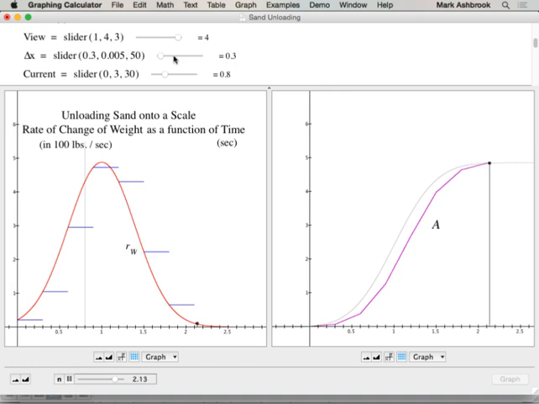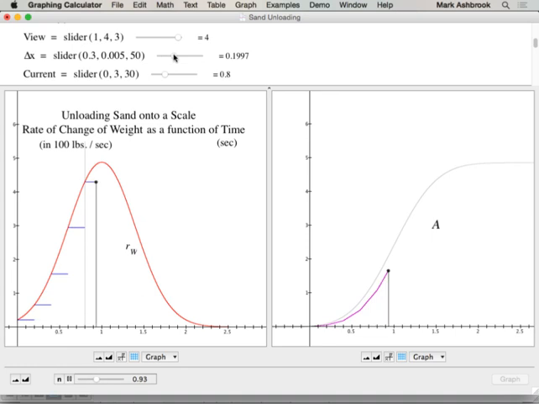And then if you change delta x, everything changes accordingly. So I'm going to change delta x to now about 0.2, and now I've got my constant rate function as intervals of 0.2, and likewise the approximate accumulation function is piecewise with intervals of 0.2.